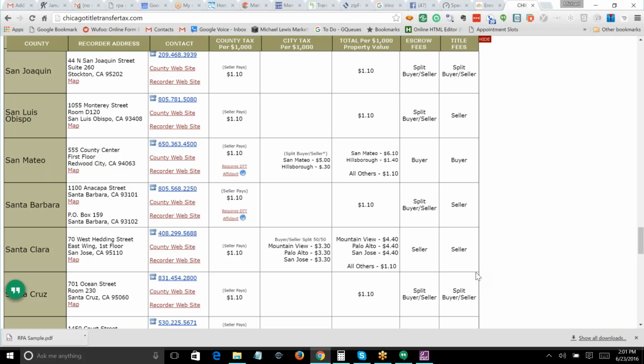Does that mean that only Mountain View, Palo Alto, and San Jose, in Santa Clara County, have a city transfer tax? It means Campbell does not. It means Saratoga does not. And Cupertino does not. And Los Gatos does not. Now, if I have a Campbell listing or a Morgan Hill listing, and you say we want to split the transfer tax, I'm like, oh.